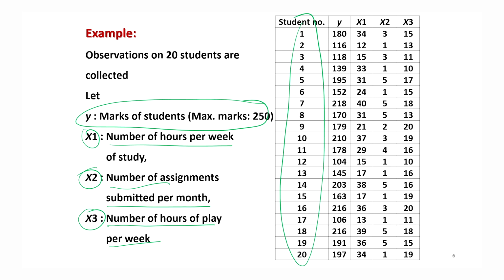So for student number 1, the student has studied for 34 hours in a week, has submitted 3 assignments in a month, has played for 15 hours in a week, and has got 180 marks. Similarly, we have the data for the 20 students.